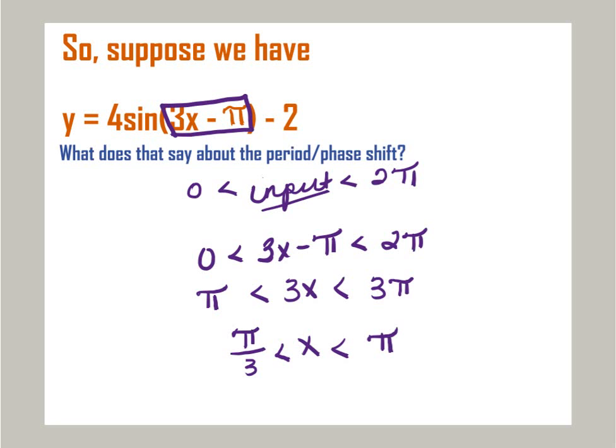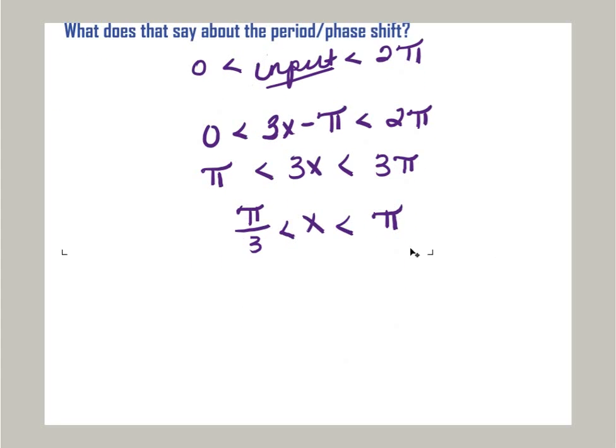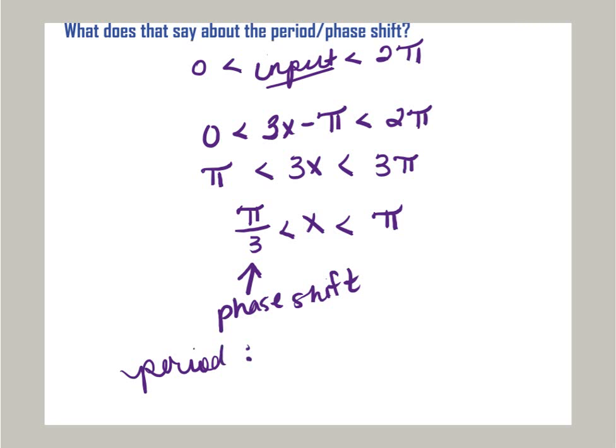And so here we go. So now we know, okay, so this tells us a couple of things. Let's identify what we really have here. Here is our phase shift. Okay, the x distance that it takes to begin the period and end the period is going to go from pi over 3 to pi.